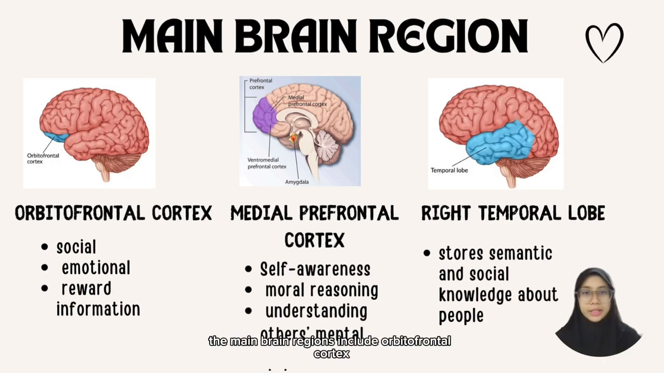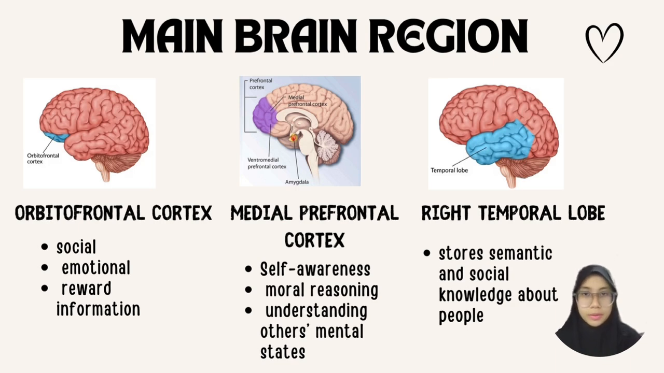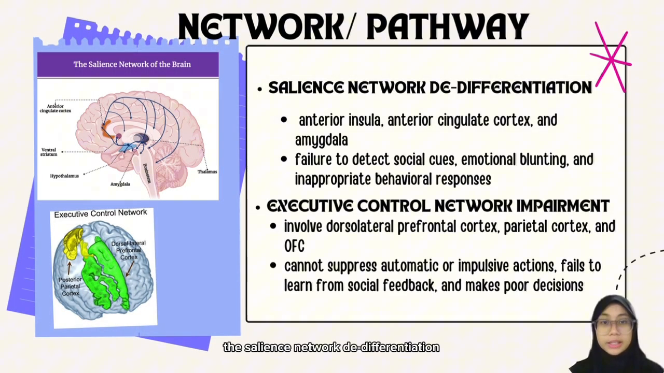The main brain regions include the orbitofrontal cortex, medial prefrontal cortex, and right temporal lobe. The salience network dedifferentiation causes failure to detect social cues, emotional blunting, and inappropriate behavioral responses, while the executive control network impairment causes the inability to suppress automatic or impulsive actions and failure to learn from social feedback.